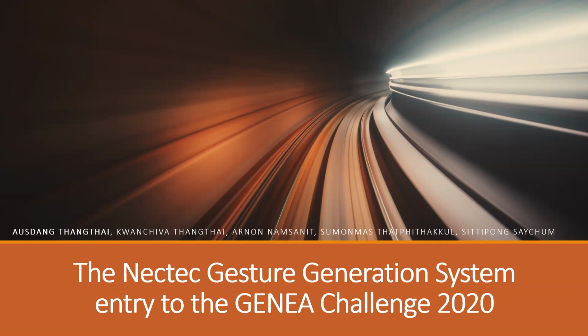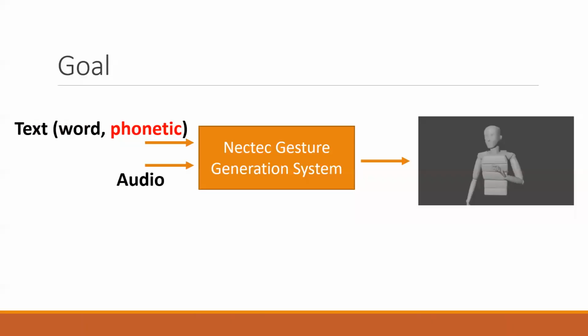I'm Ausdang Thangthai. Today I'd like to talk about our digital generation system that we submit to the challenge. This work aims to build a digital generation system from both acoustic speech and textual information. In terms of text input, we propose the use of a combination of phonetic and word transcription. We believe that the extra information from phonetic can generate better gesture movement.